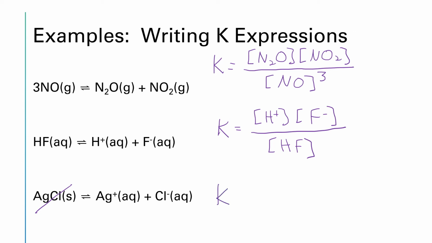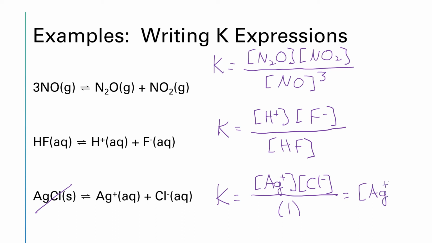So here's what I mean by that. We're going to have products over reactants. So we're going to have silver ions up top and chloride ions up top. And then in the bottom, we would have silver chloride, but we're not going to put it in, so we'll just put 1 in as a placeholder. And when we simplify that down, we'll have silver ions multiplied by chloride ions. That probably wasn't really critical for this particular reaction, but if we'd had the reverse of this reaction, putting that 1 in there helps you keep things in the right spot, because if this reaction were reversed, the equilibrium constant expression would be 1 over silver ions and chloride ions.